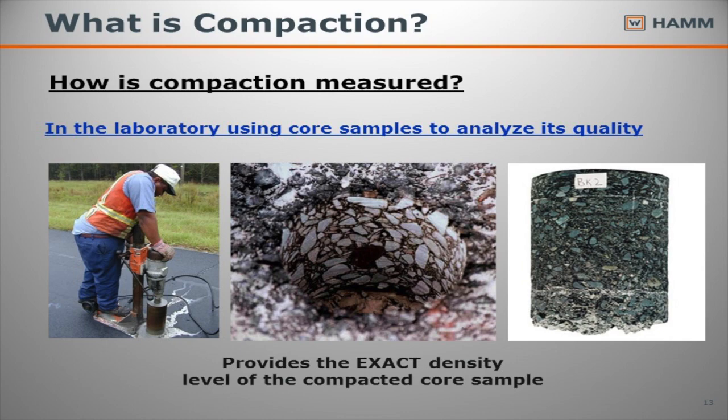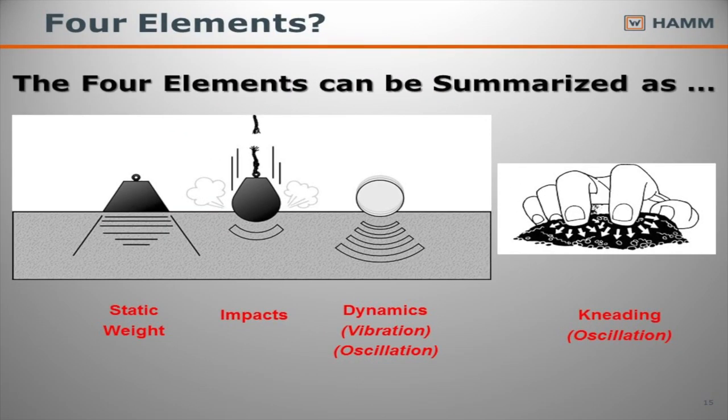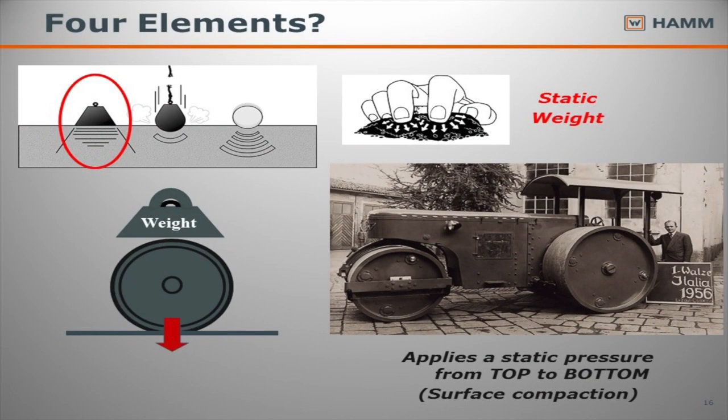So what are the four elements of compaction? Well, we look at static weight, we look at impacts, we look at the dynamics, whether it be vibration or oscillation, and we look at kneading, which is more the rubber tire rollers, or we call it oscillation as well too. We can use either one. So when we look at static weight, we have the old three-wheel rollers. Can anybody tell me why we have old three-wheel rollers and we don't see as many of them today? Anybody know?